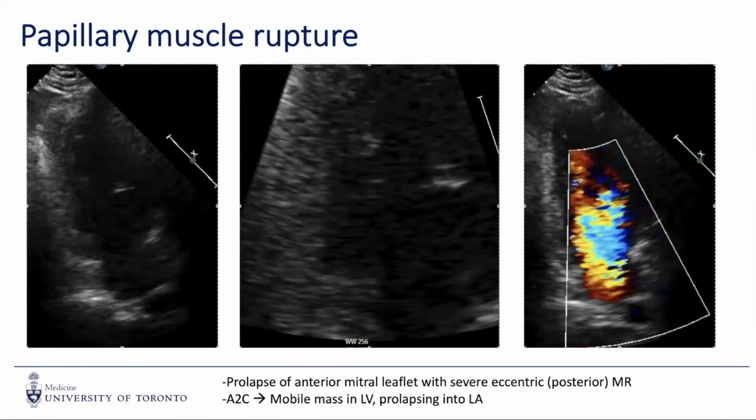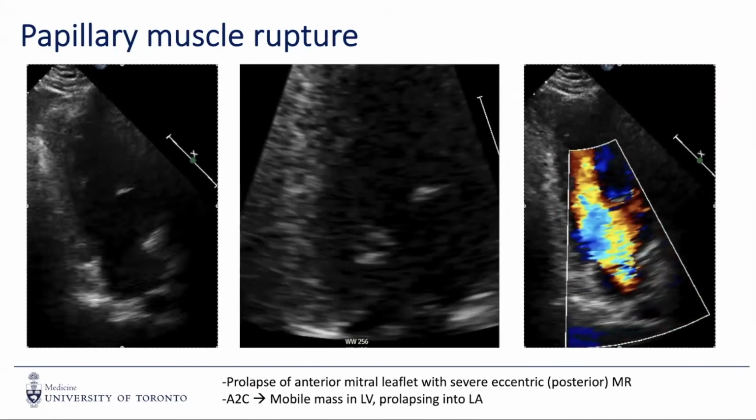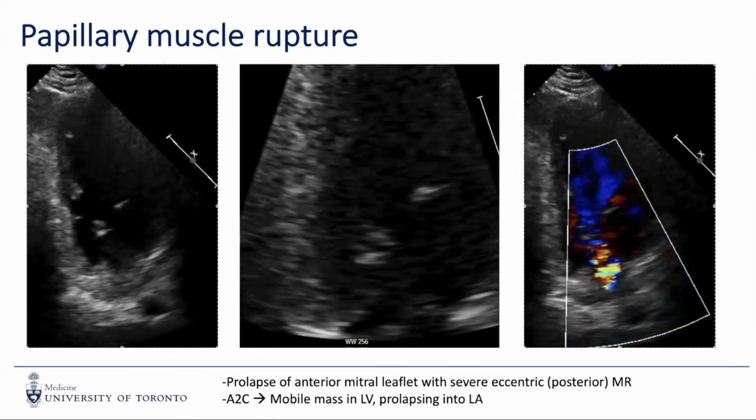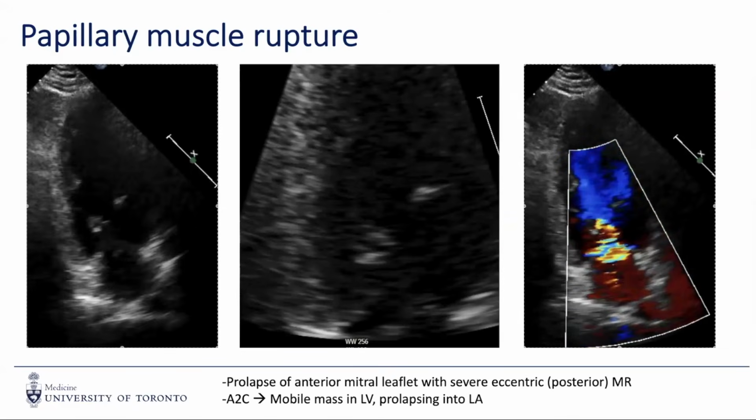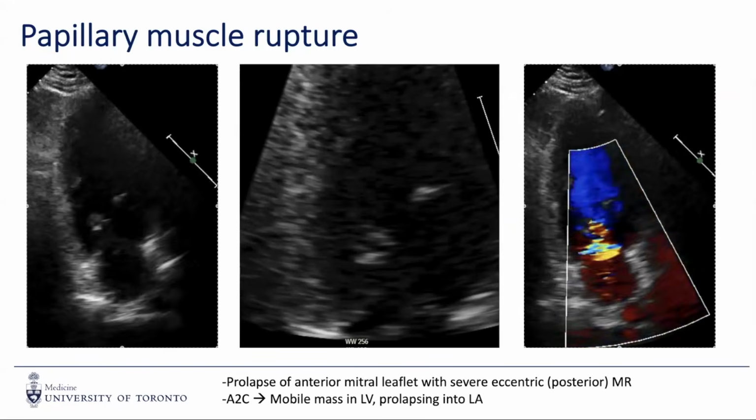This is a close-up view of that mass there that's moving up and down. And with the two-chamber view, you're able to appreciate that eccentric posterior MR there as well.